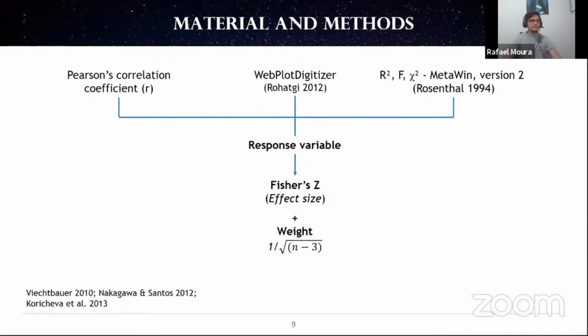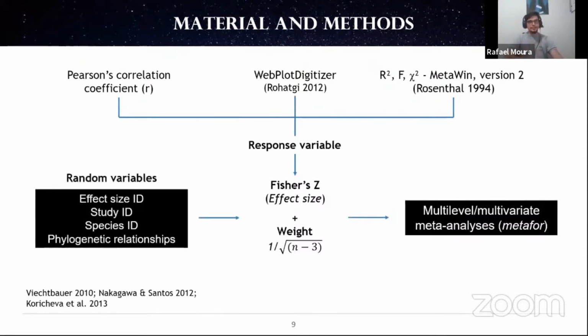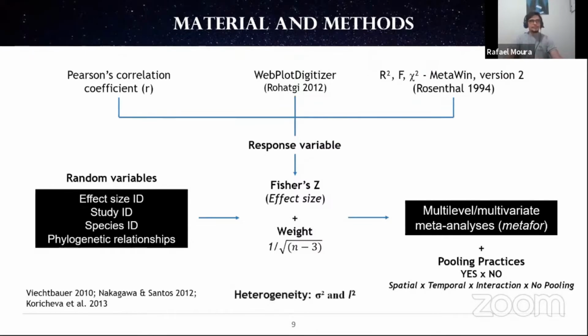We also added a weight for each effect size, which was the inverse of variance, calculated using the number of samples. So we performed several multi-level meta-analyses using the metafor package and included as random variables the effect size ID, the study ID, the species ID, and the phylogenetic relationships. We also added as moderator in the analysis the pooling practice, yes or no, if there is any kind of pooling practice or not. And we also disentangled the effects of different kinds of pooling practice, spatial, temporal, and day interaction, compared to no pooling practice. We measured heterogeneity using sigma squared and I squared, which measure the percentage of the total variance attributed to the random variables.